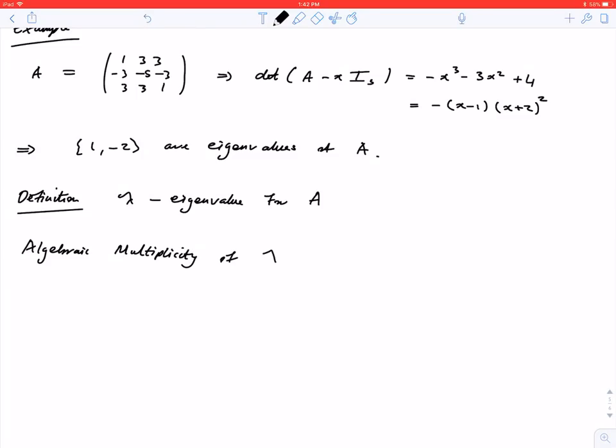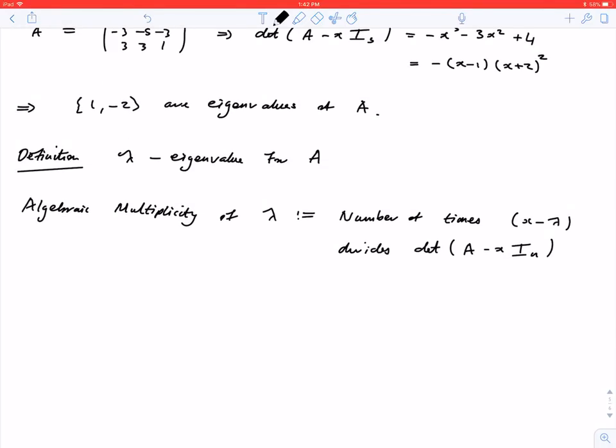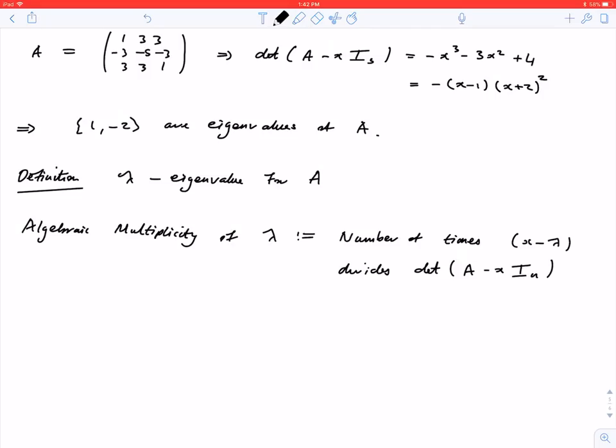of lambda, it's kind of a funny expression, is equal to, by definition, the number of times x minus lambda divides the characteristic polynomial. So if lambda is a root, it has to divide it at least once. It's basic algebra, so the number of times that happens, that's the algebraic multiplicity. So just as an example, if A is equal to, well, the same guy as above. In fact, let me just copy it.